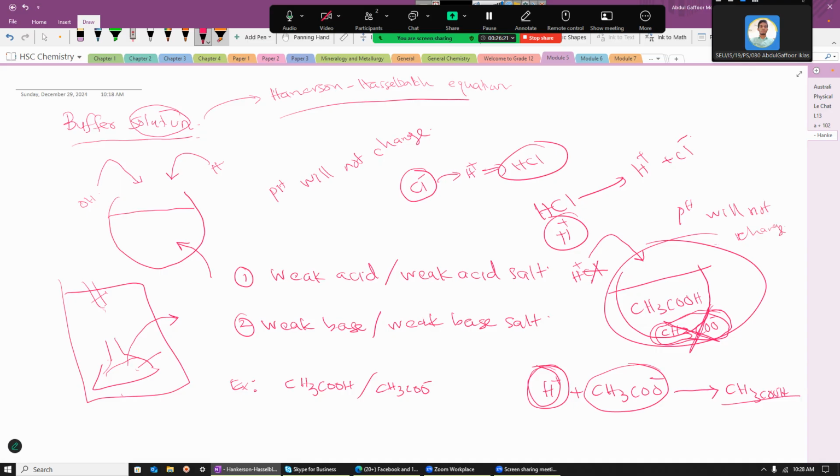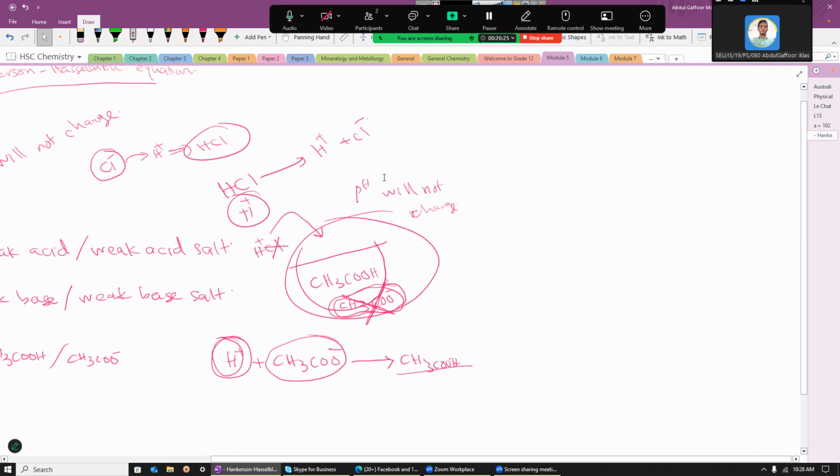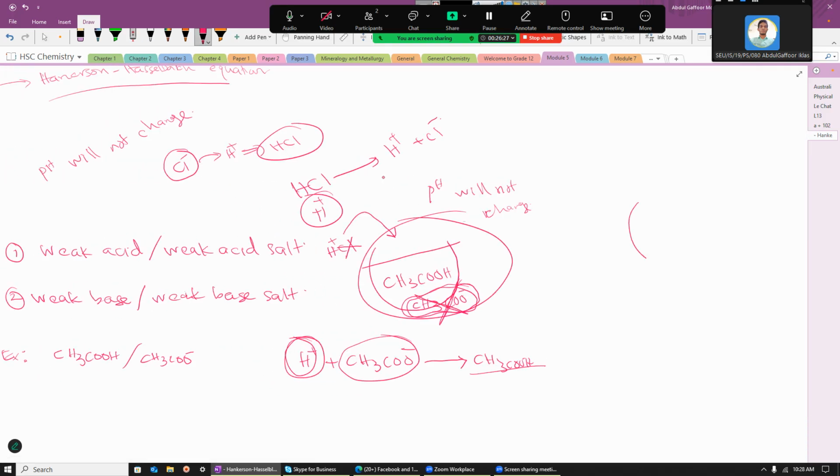Right. Now let's see what will happen if you add OH minus to the same solution. So we have CH3COO minus and CH3COOH. So what will happen if you add OH minus?